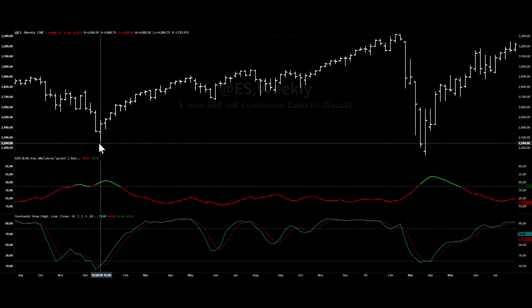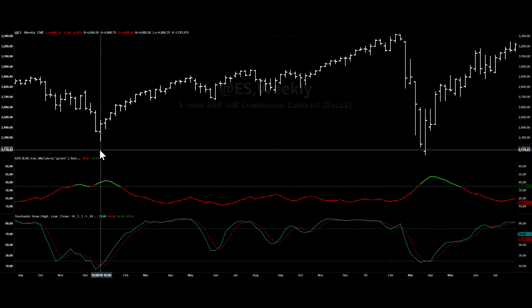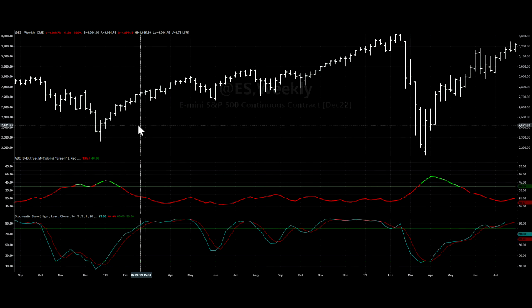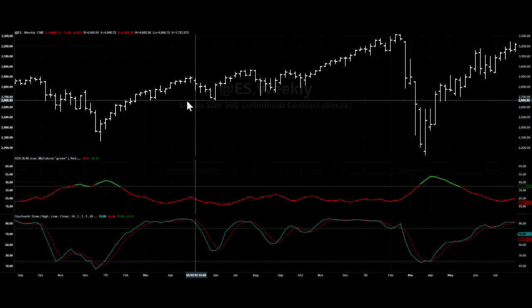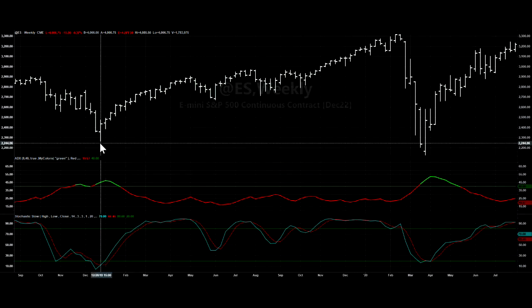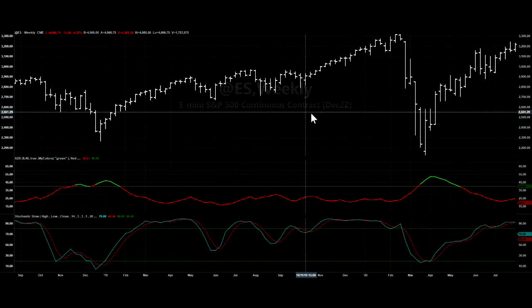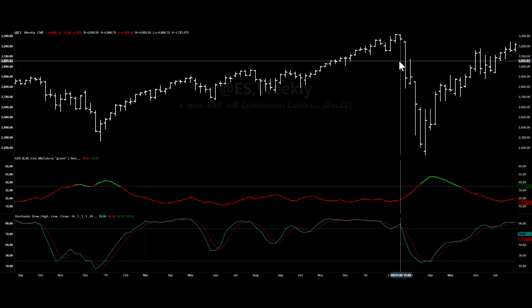As you can see here, we got our crossover and called the market bottom beautifully, and from here the market took off and continued to rally. Beautiful trade if you're able to catch this market bottom here. This rally continued up until the 2020 COVID market crash.